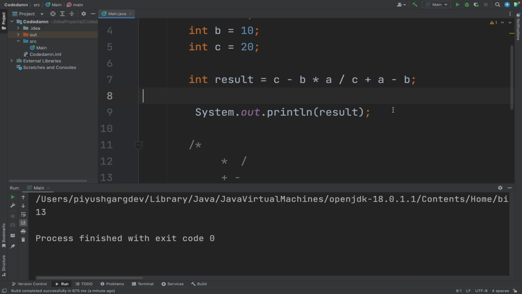So we know how to add two numbers or n number of numbers. We know how subtract works. And then we know how we can use the asterisk symbol to multiply two numbers, and finally we know how divide works in Java.